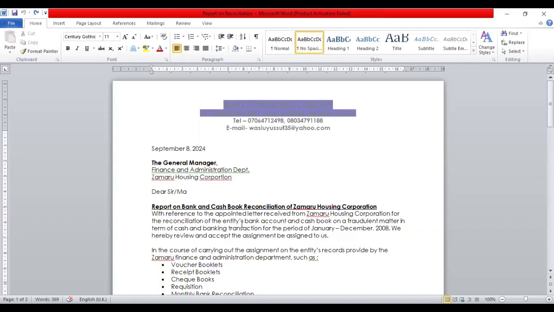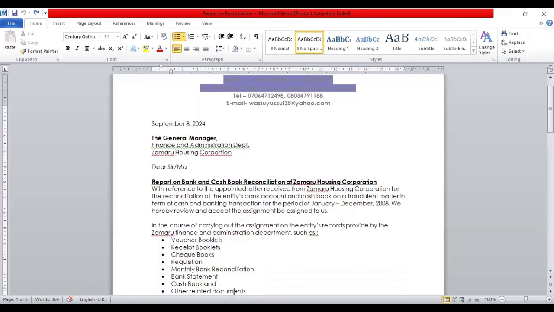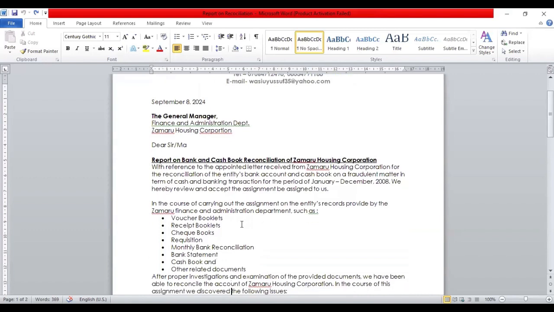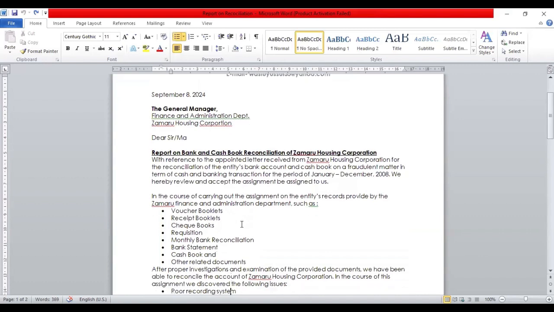We hereby accept the assignment being assigned to us. In the course of carrying out our assignment on the investigation of the entity's records provided by the Samaru Finance and Administration Department, such as voucher booklets, receipt booklets, checkbooks, requisitions, bank reconciliation, bank statement, cash book, and other related documents.